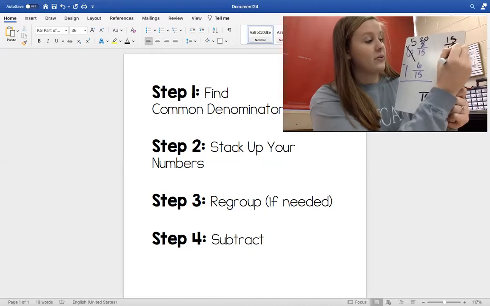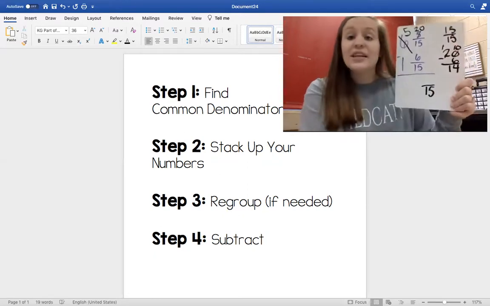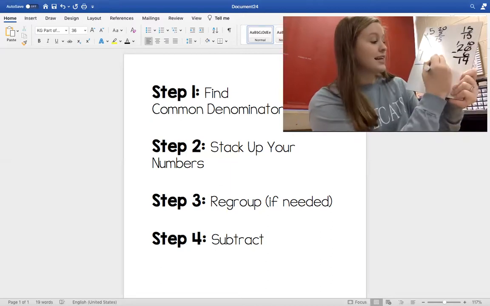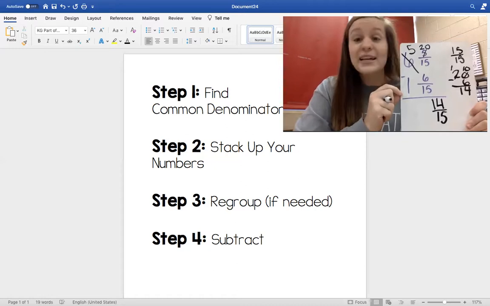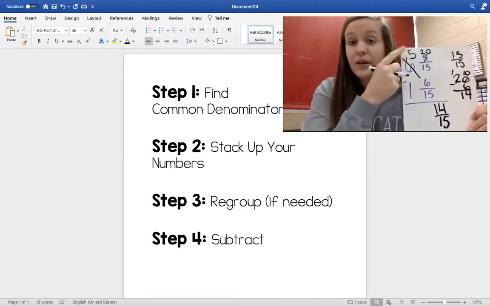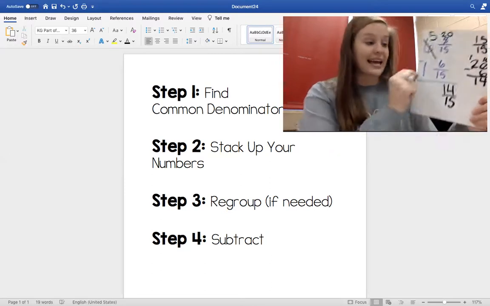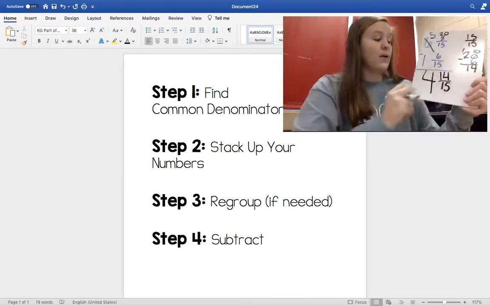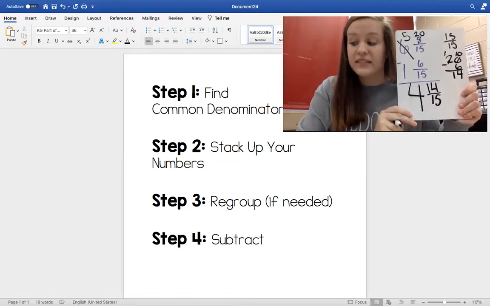Got to regroup. 10 minus 6 is 4. Bring down my 1. So it's 14. So my 14 is my numerator. And then I have 6 minus 1? No, remember I had to regroup and this 6 became a 5. So I have 5 minus 1 and I get 4. So my answer is 4 and 14 over 15.